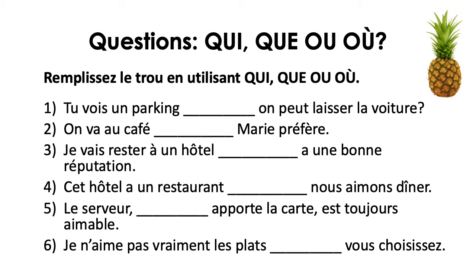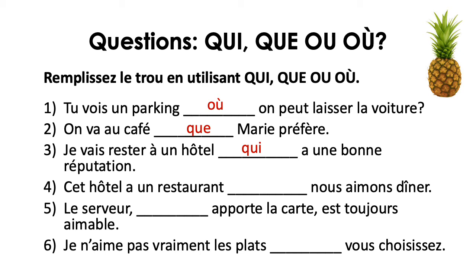All right, here are the answers. 1. Tu vois un parking où on peut laisser la voiture? Can you see a car spot where we can leave the car? 2. On va au café que Marie préfère. We're going to the cafe that Marie prefers. 3. Je vais rester à un hôtel qui a une bonne réputation. I'm going to stay at a hotel which has a good reputation.